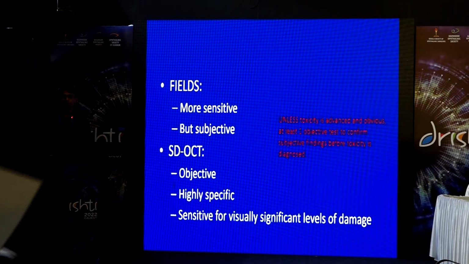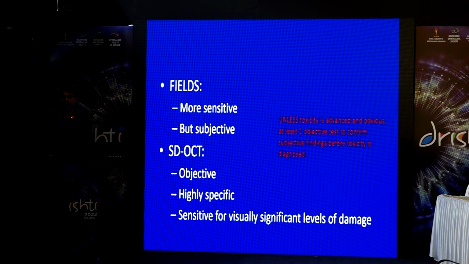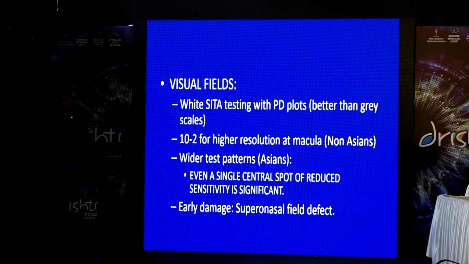It's very objective, highly specific. It can be repeated every time the patient comes. Once you find a defect in that, you do a corresponding field test. Whenever you advise a field test, go for a 24-2 or 30-2 rather than 10-2, because in our Asian population, it is seen around the macula. It's not seen around the fovea. So if you do a 10-2, you may miss it, especially in our population. So go for a 24-2 and a 30-2.